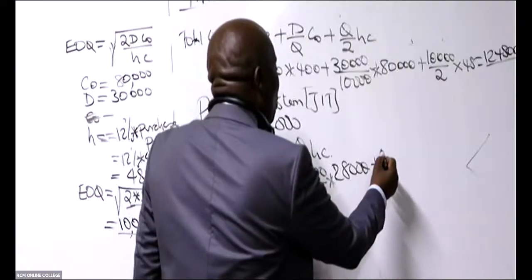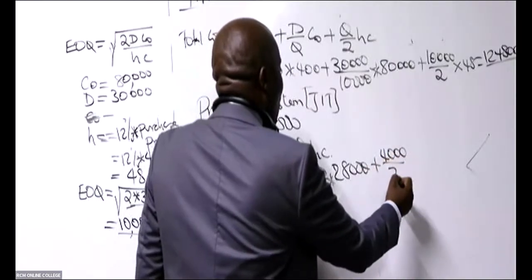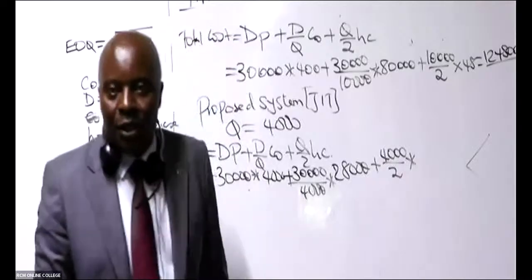Great. And then Q over 2, so 4,000 over 2 times the holding cost. So what is the holding cost here?